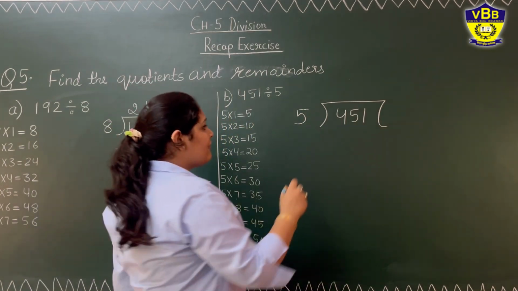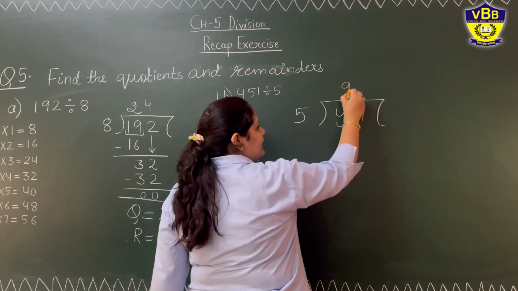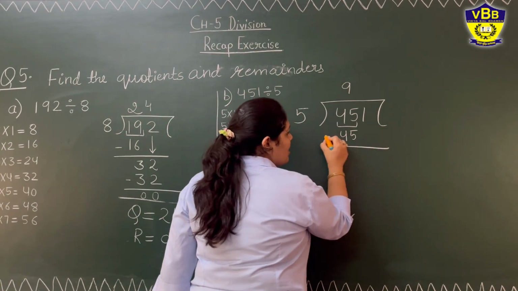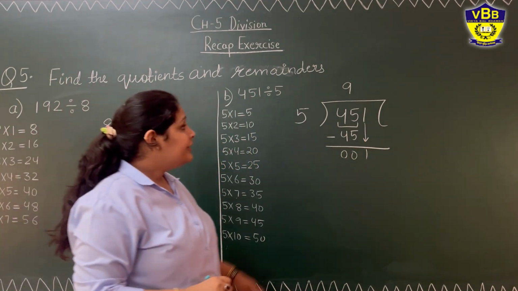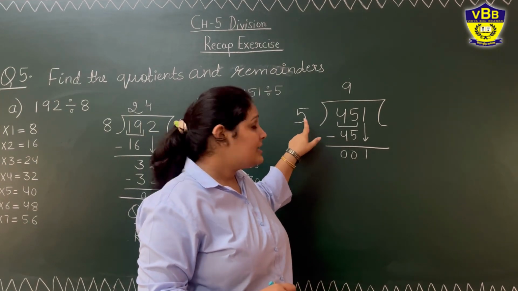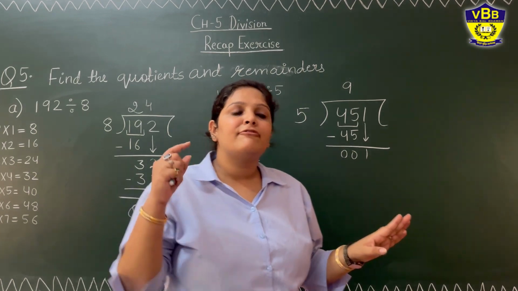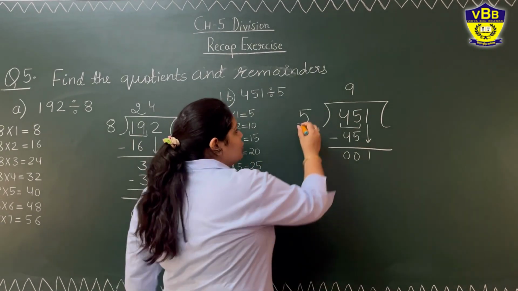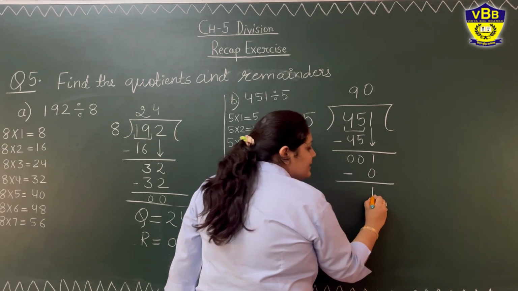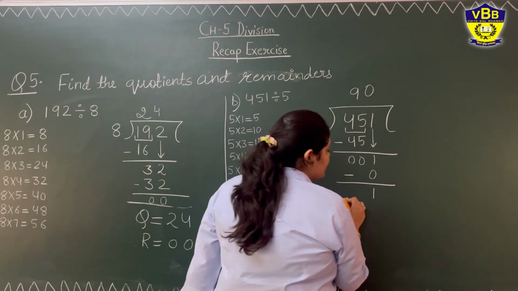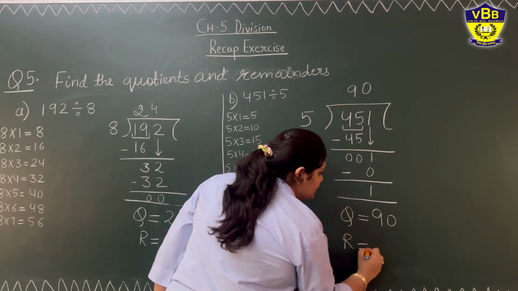Now 4 is smaller than 5, so I will take two numbers together. 5 multiplied by 9 is 45, so I will write 9 here and 45. Now I will subtract, it is 0, and I will bring down 1. Now you can see 1 is smaller than 5, so I can't take 5 here. So I have to take 5 multiplied by 0, which is 0. So I will write 0 here. 1 minus 0 is 1. So the quotient is 90 and the remainder is 1.